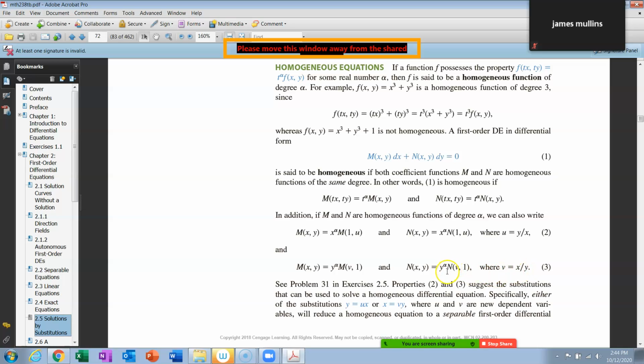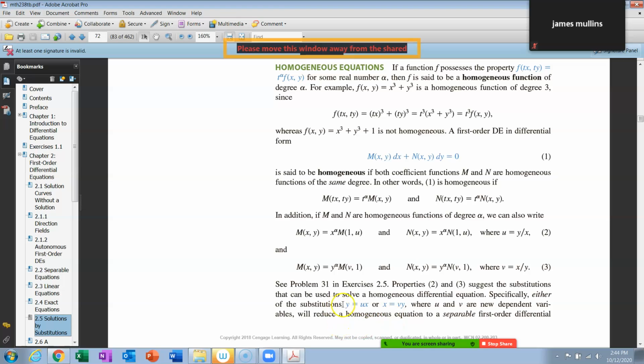Now, they now say, see problem 31 in the exercises. We're not there yet. We'll get there, okay? Properties 2 and 3, this property and this property, suggest substitutions that can be made to solve a homogeneous differential equation.